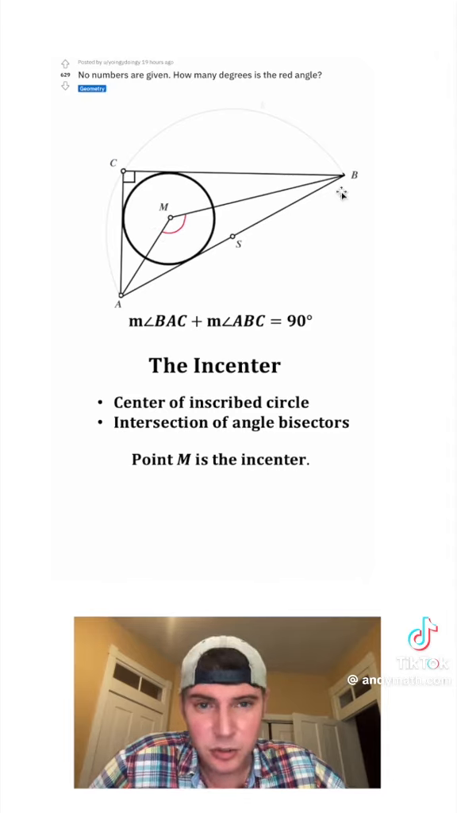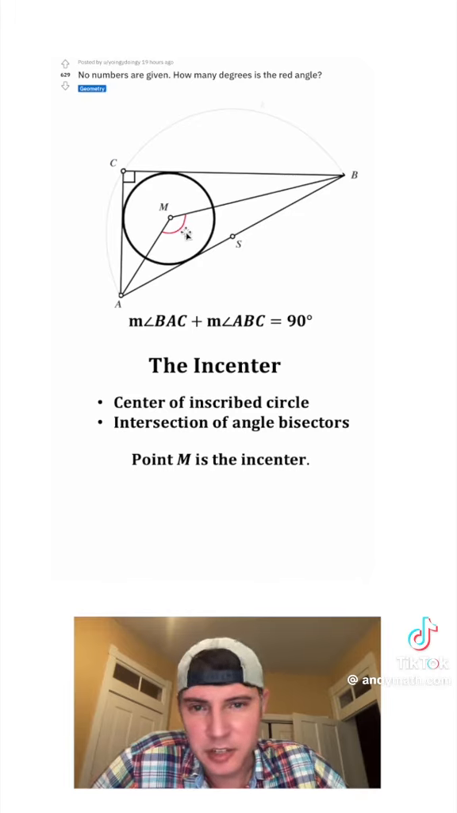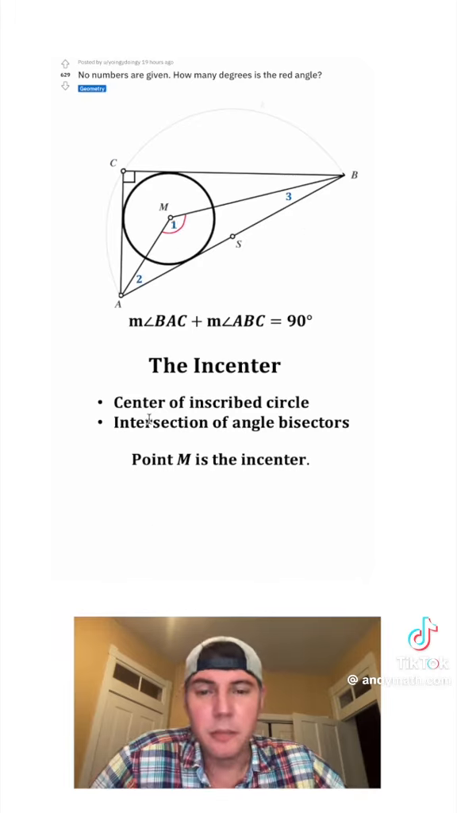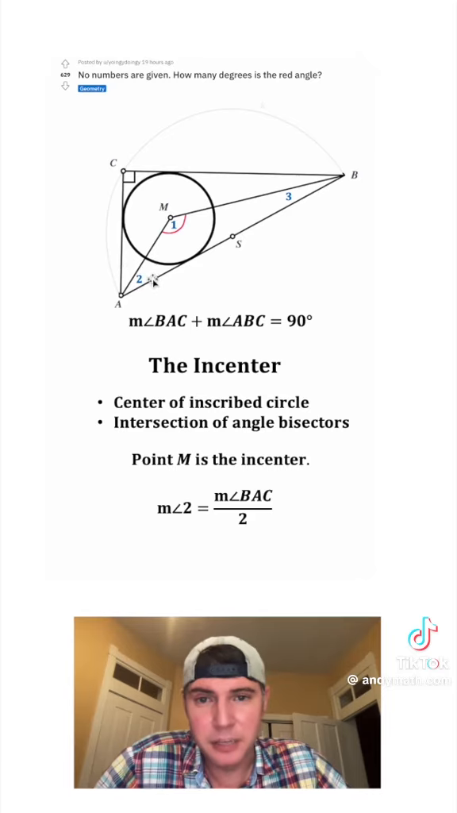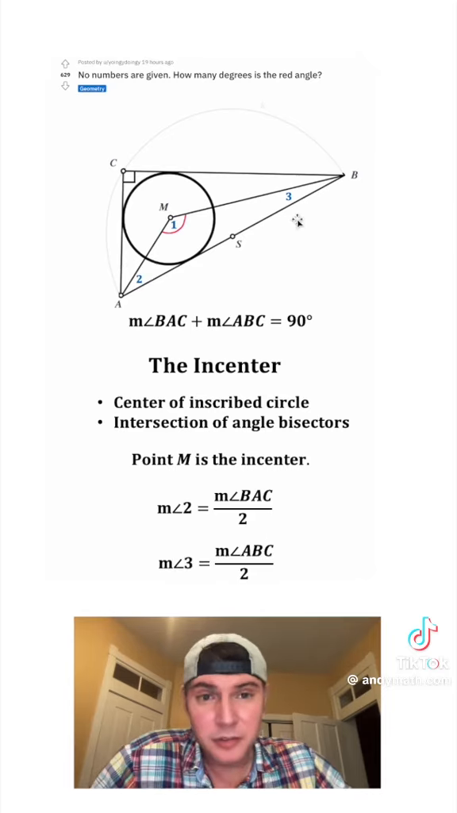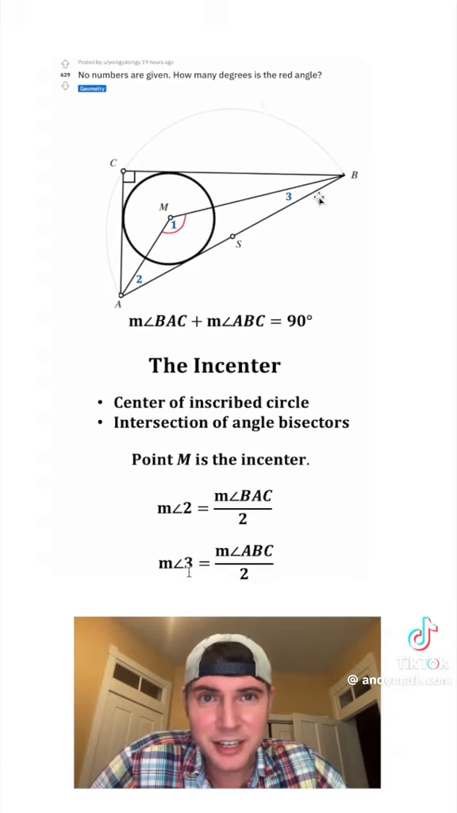And since these two lines intersect at that point, that means that these lines are bisecting these two angles. To make it easier, let's number these angles 1, 2, and 3. So the measure of angle 2 right here has to be half of the measure of angle BAC. And the same thing for angle 3. It's cutting angle ABC in half. So we'd say the measure of angle 3 is equal to the measure of angle ABC divided by 2.